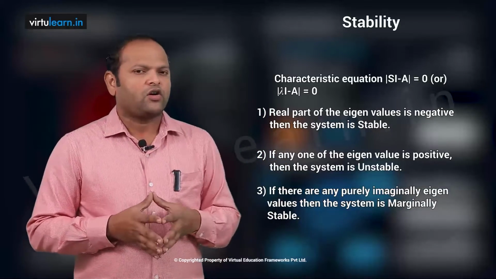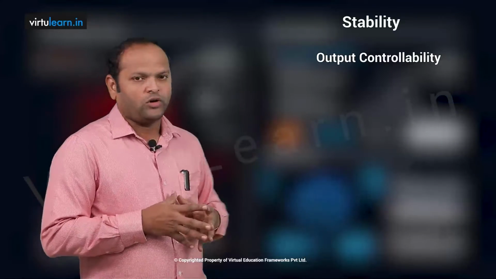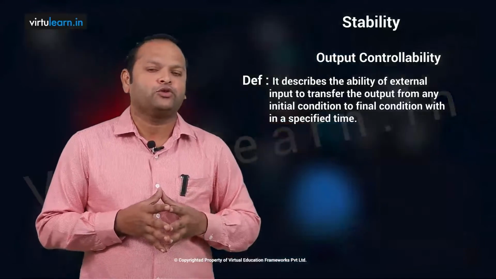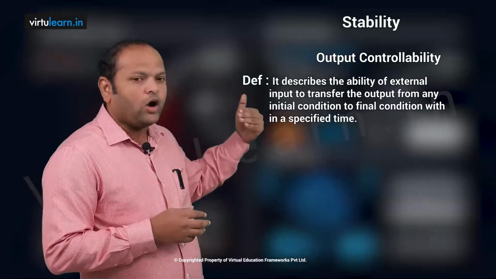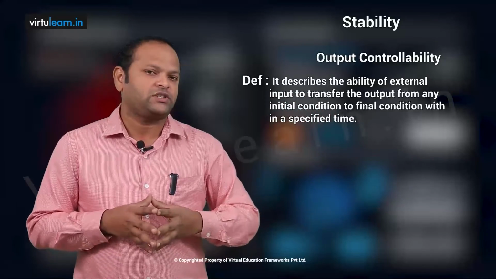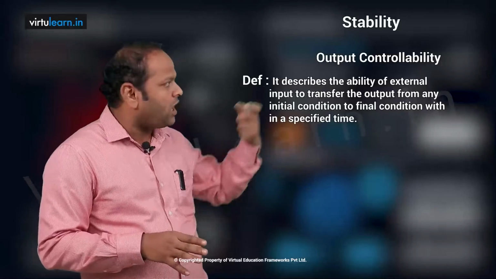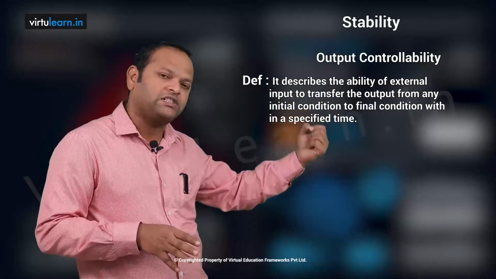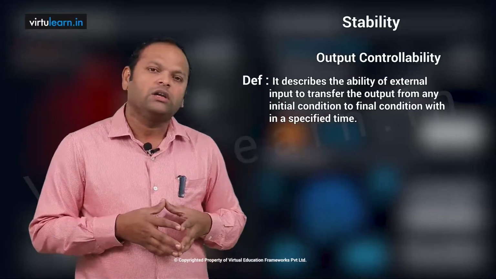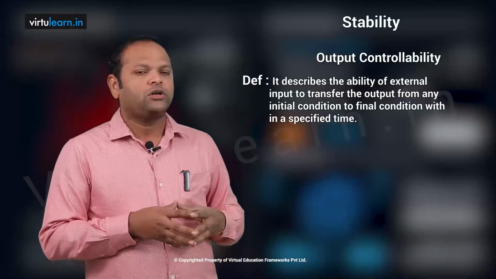We also have another concept called output controllability. What is output controllability? Output controllability describes the ability of the external input to transform the output from any initial condition to the final condition within a specified time. Now here it is not about the state, it is about the output. The output can be transferred from one state to another with an external input, if that is possible or not. If so, we call the system output controllable, otherwise output uncontrollable.